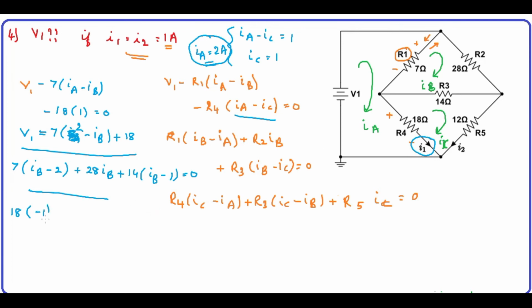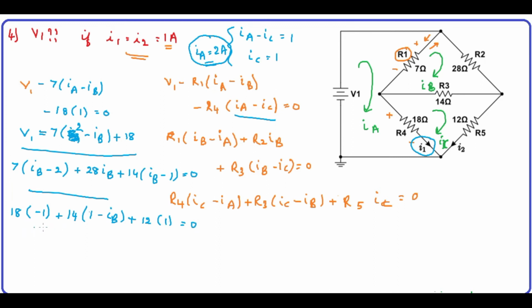Plus R3, which is 14, so 14 into IC minus IB, where IC is 1, so 1 minus IB, plus R5. R5 is 12 into IC, and IC is 1, is equal to 0.